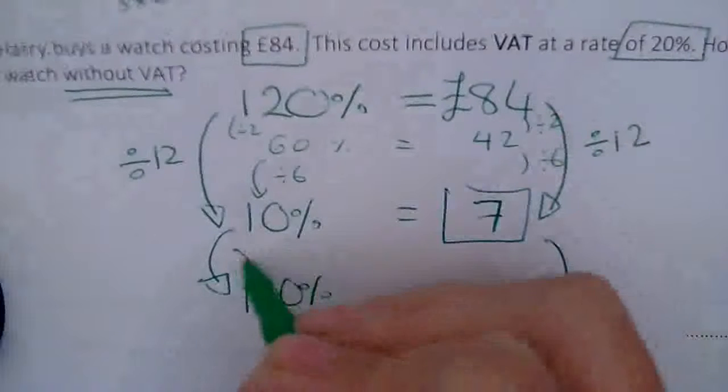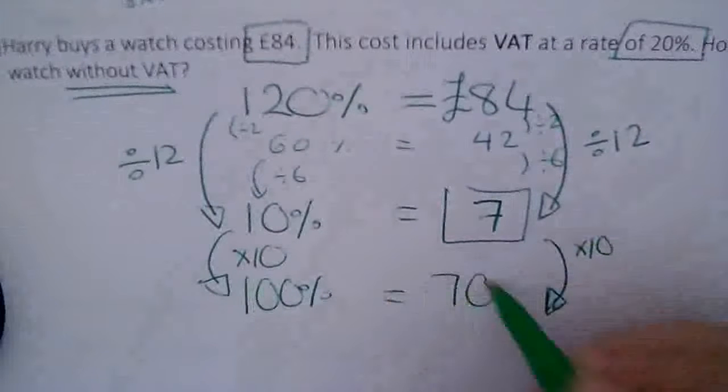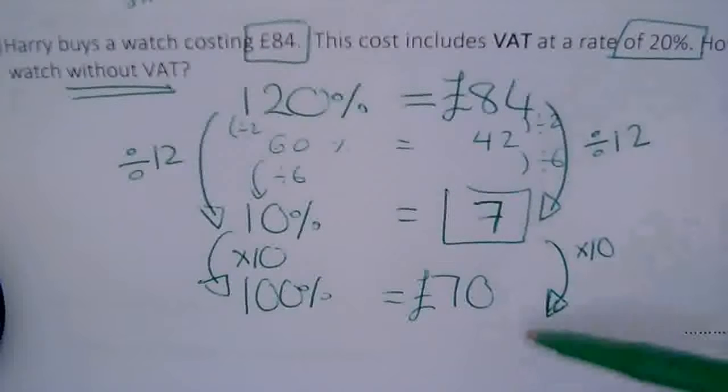And then to get up to the 100%, times by 10, telling us that it's 70, and it was money, so it would be £70 without the VAT.